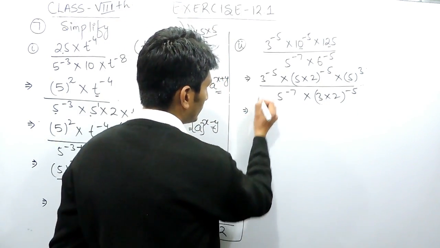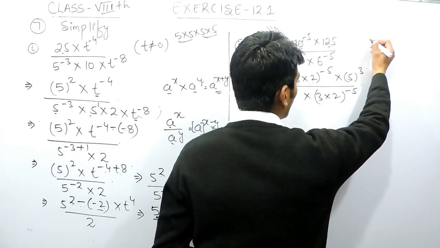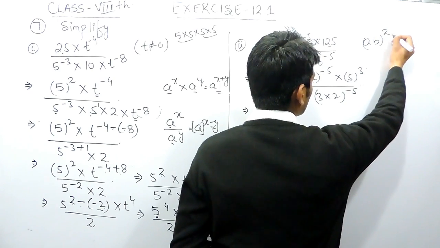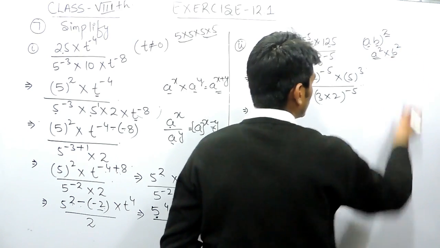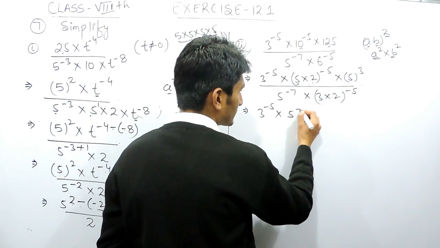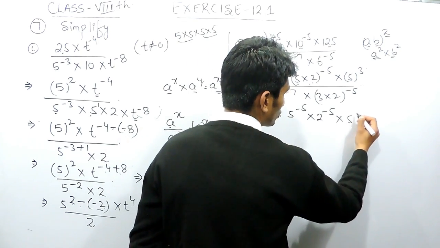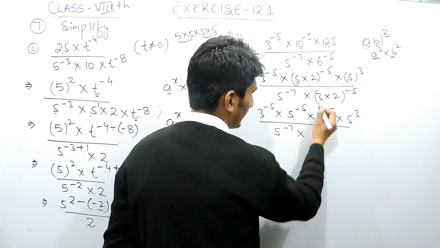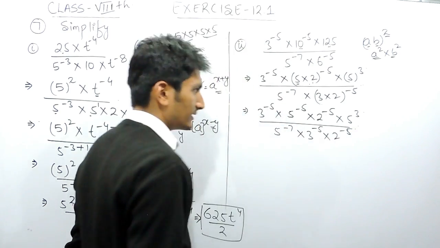Now I can open the bracket, this will remain as it is. This is again a law in exponent, that if this is ab raised to power 2, this power means this is with both the variables, or you can say with both the numbers. Similarly, if this is 5 multiplied by 2 raised to power minus 5, this means this is with 5 as well as with 2, and this is 5 raised to power 3 whole upon 5 raised to power minus 7. Again this can be written.